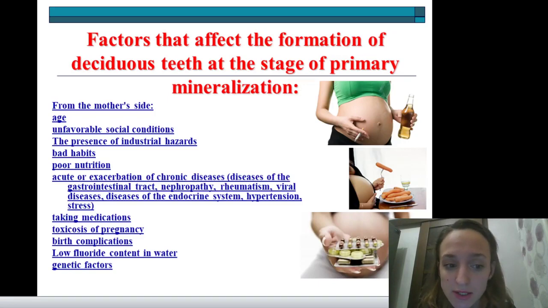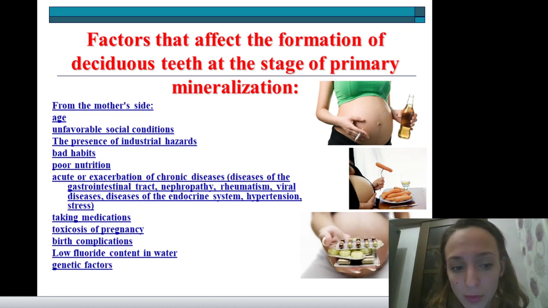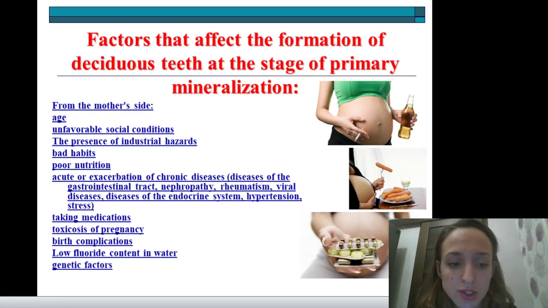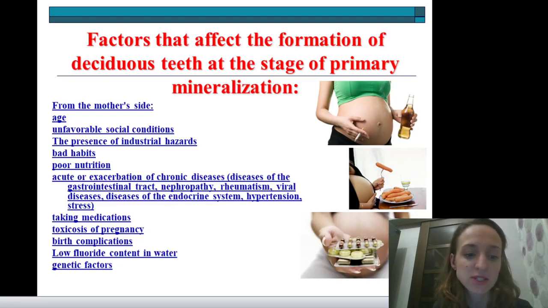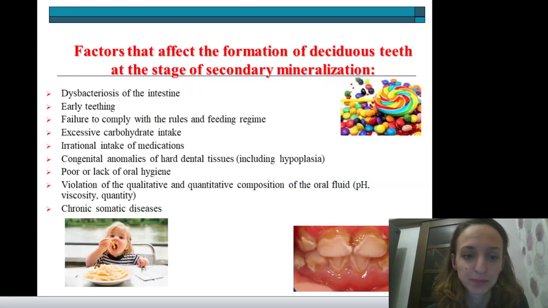So, factors that affect the formation of deciduous teeth at the stage of primary mineralization. From the mother's side, it is age, unfavorable social conditions, the presence of industrial hazards, bad habits, poor nutrition, acute or exacerbation of chronic diseases, taking medication, toxicosis during pregnancy, birth complications, low fluoride content in water, and some genetic factors.